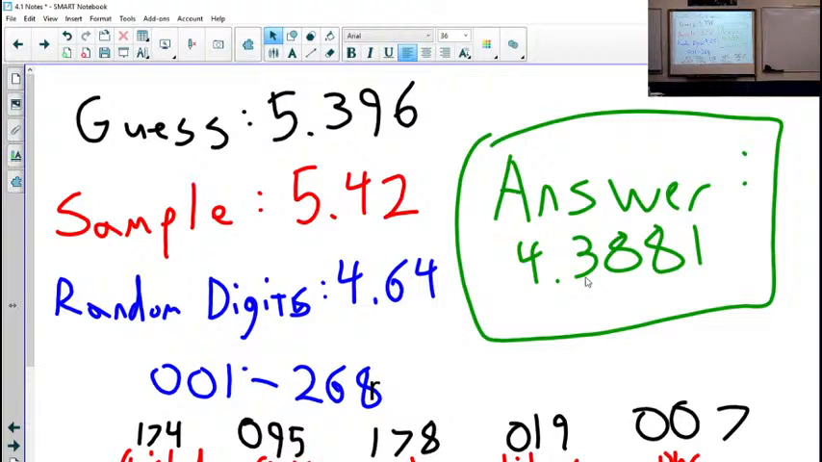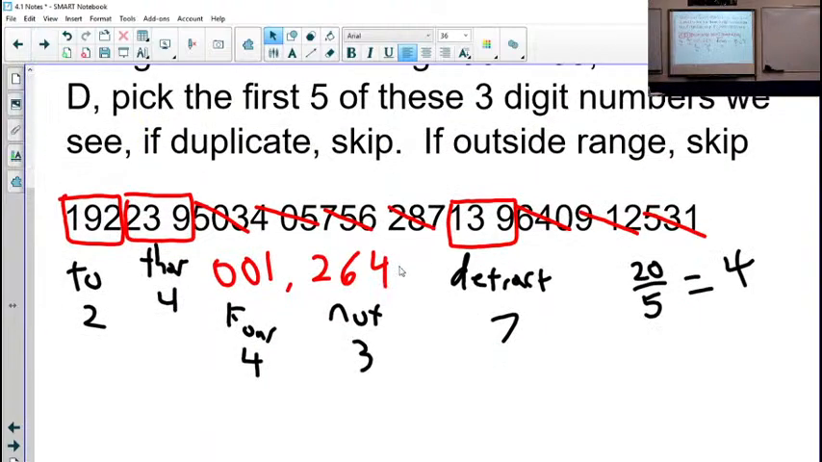There's the answer. 4.3881. I actually did go through and put all these in the list and get the average. It's 4.3881. So our sample won't get a perfect average, but it can give us an estimate without having to go through and tally up all the words.